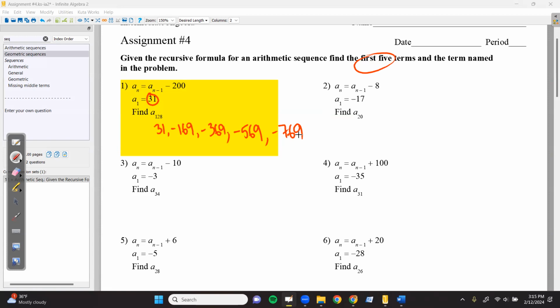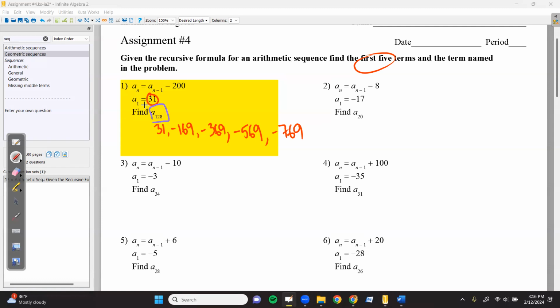And now the next thing we have to do is name the term that's asked for in the problem. And in this case, the term that's asked for is right here. It's the 128th term. Now, again, your options are to go and write out the first 128, but that, of course, would be really weird. So let's talk about just the general vibe of how this works. You have to say to yourself, okay, if I need to get to the 128th platform, I'm going to start on the first platform. And how many times am I going to jump?